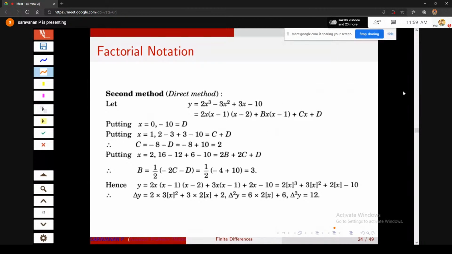Then there is another method. So in the second method, what you do is, this polynomial you write.